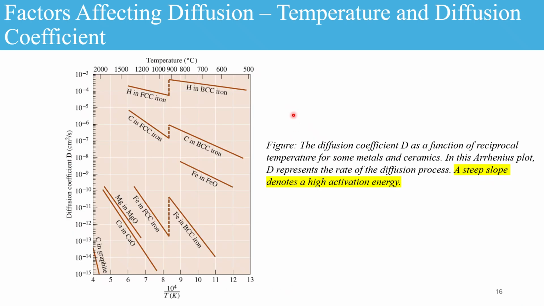This is a practical plot of diffusion versus the inverse of temperature. We can see hydrogen diffusion in FCC iron versus hydrogen diffusion in BCC iron, carbon in FCC iron, carbon in BCC iron, iron in iron oxide, iron in BCC iron, and iron in FCC iron. In this case, steep slopes like these denote that there is a high activation energy associated. So more energy is required to diffuse iron into face-centered cubic iron than carbon into face-centered cubic iron.